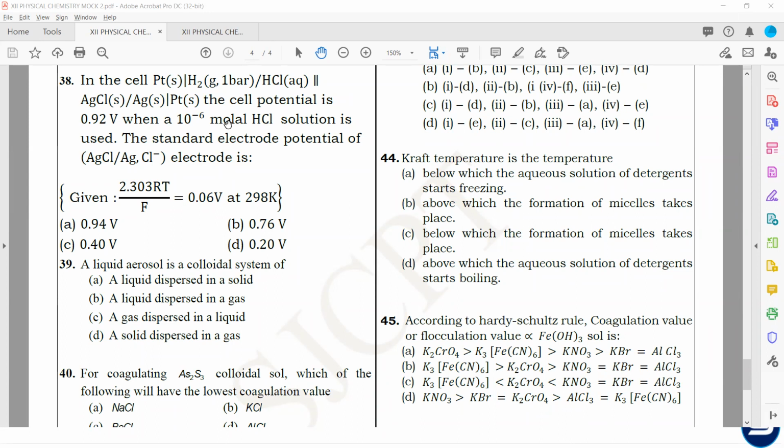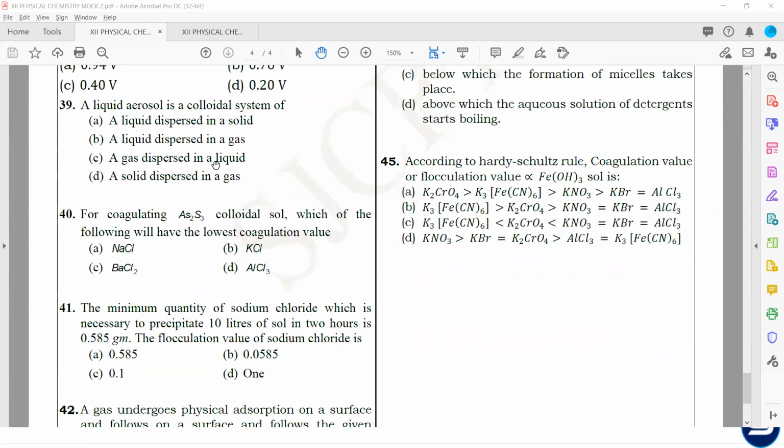Understood. Yes, sir. Then a liquid aerosol is a colloidal system of liquid and gas, liquid dispersed in gas. For coagulating As2S3 colloidal sol, which of the following will have the lowest coagulation value? D.